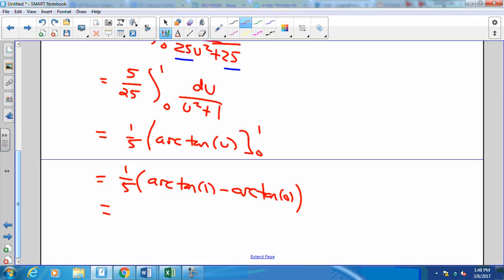Don't forget your parentheses. What is the inverse tangent of 1? Yes. And inverse tangent of 0? Just 0. So my result is pi over 20.